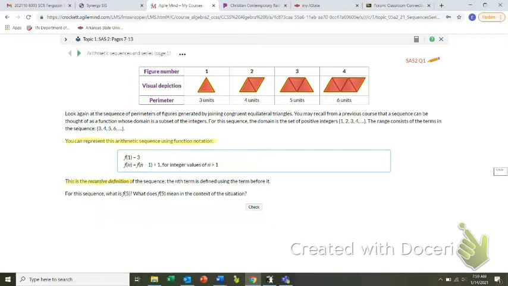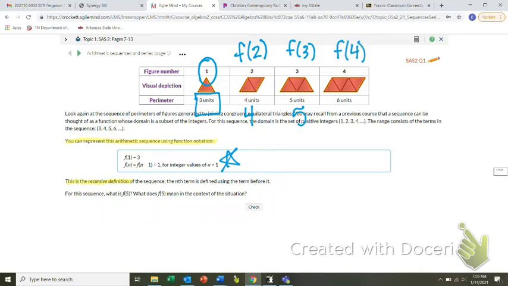So for this specific problem, number 1, it gives us this information. It says that f of 1 equals 3. So that means when I put in a 1, I get out a 3, okay? F of 2 would be 4. F of 3 would be 5. F of 4 would be 6.